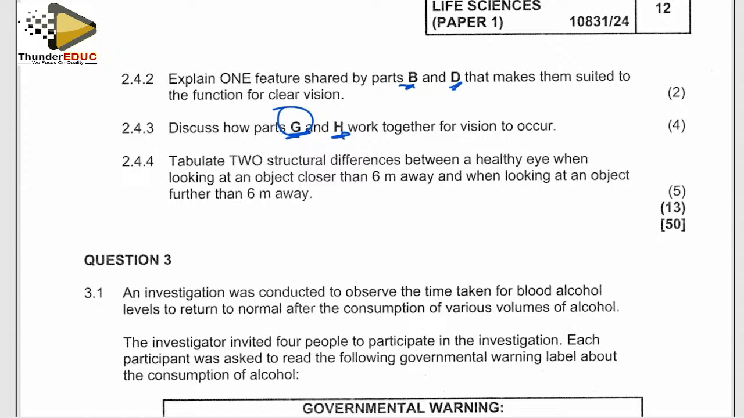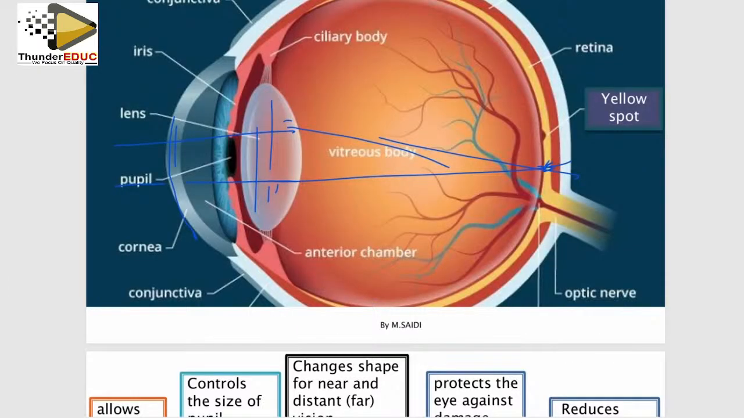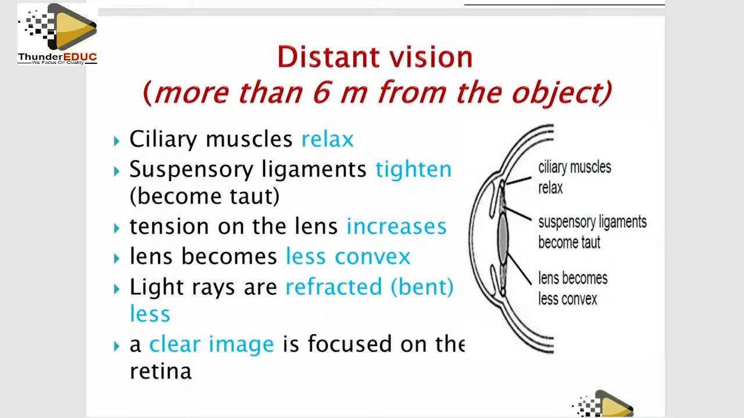Then they're saying tabulate the structural differences between the eye of an object which is 6 meters away and that of one more than 6 meters away. When they say tabulate, you have to draw a table, and then you tell us that this is 6 meters, and this is more than 6 meters, meaning far and then near. After that, you give the differences. So here you come and write what you talked about: the suspensory ligament relaxes. You see, so the ciliary muscles relax.